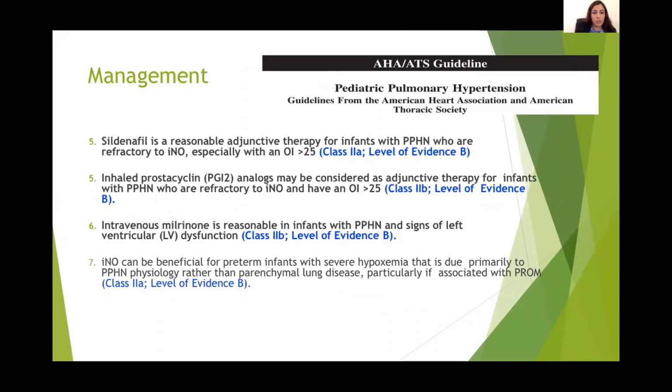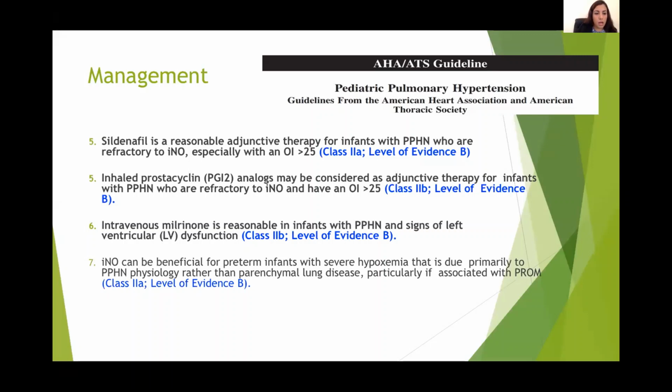Then sildenafil is a reasonable adjunctive therapy for infants with PPHN when they are refractory to nitric oxide, especially if the oxygenation index is superior to 25. This is class 2A level B. And inhaled prostaglandin analogs may be considered as adjunctive therapy as well for infants with PPHN who are refractory to nitric oxide and also have an oxygenation index superior to 25. IV milrinone is reasonable for infants with PPHN when they have signs of left ventricular dysfunction.